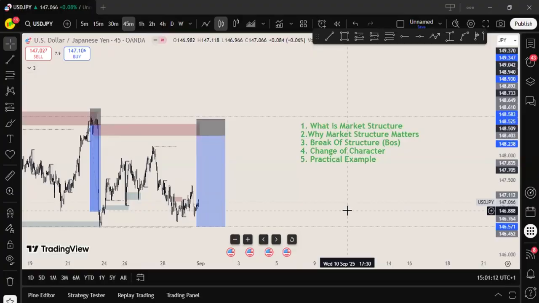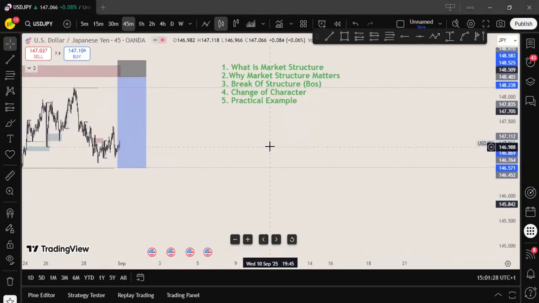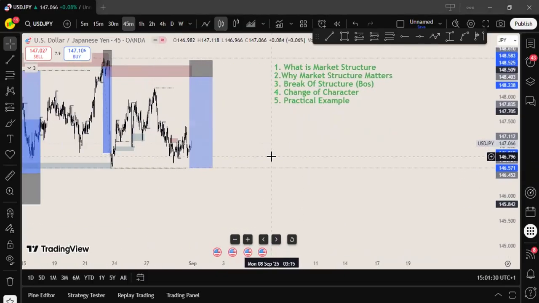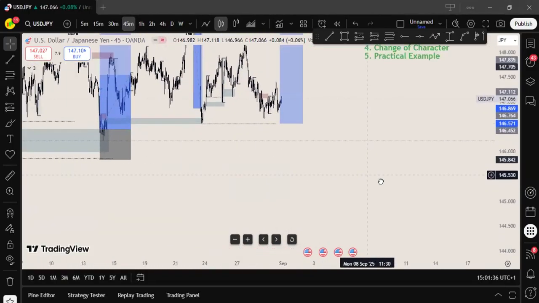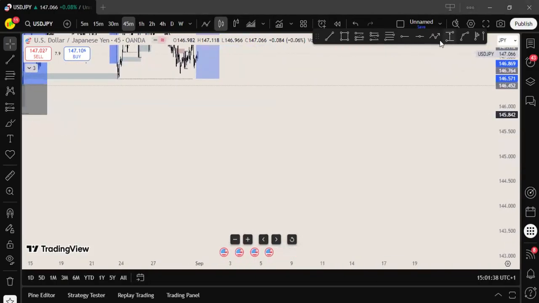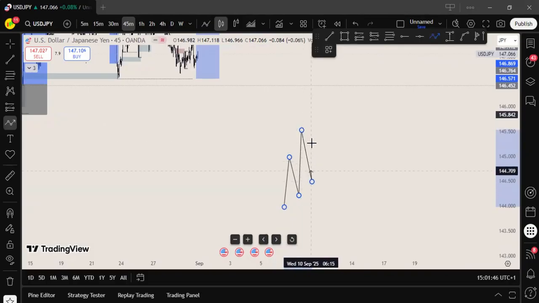Now, what is market structure? Market structure simply means the way the market moves, like the way waves are. The way the market moves is higher highs, higher lows, lower highs, and lower lows. Now, let me give you an example of what I'm talking about. Market moves in a series of high, low, high, low, high, low, high, low.